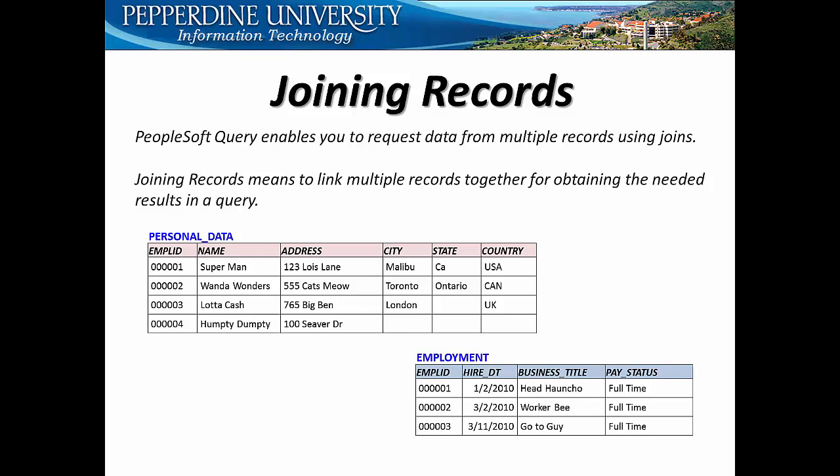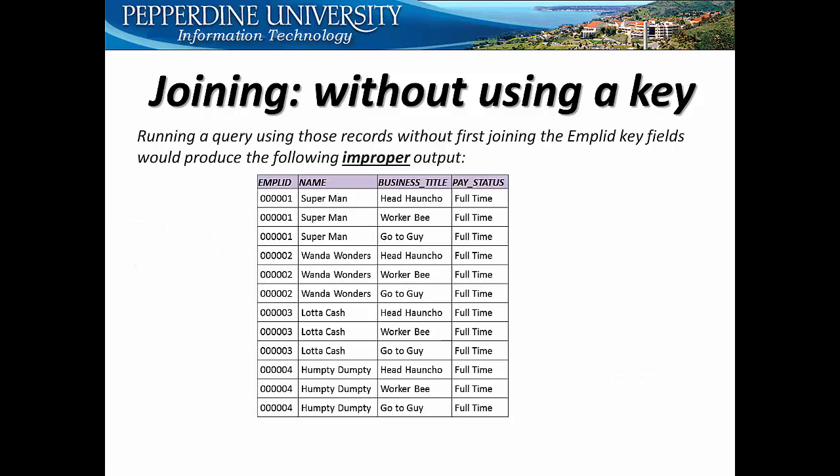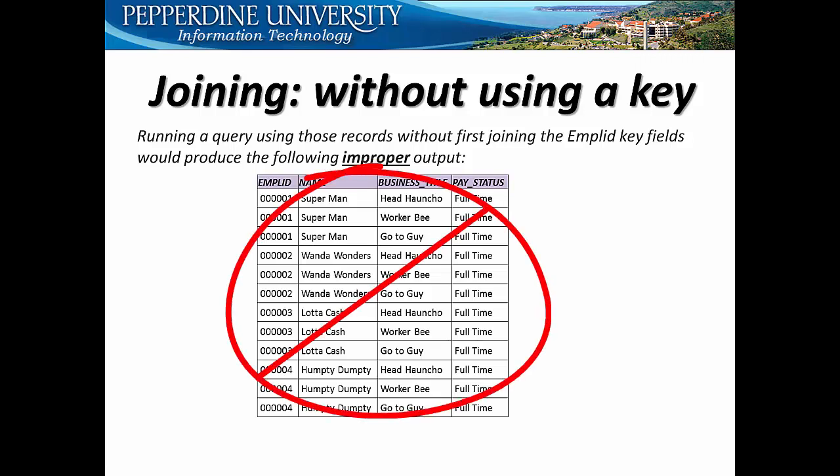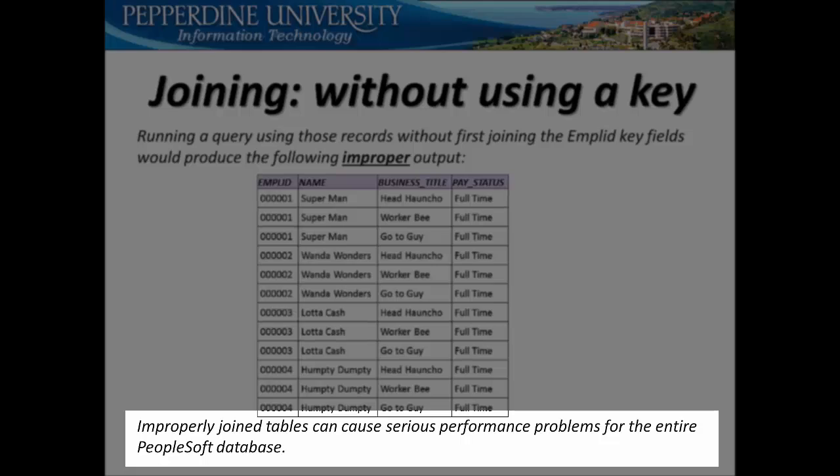In this example, running a query to capture EmployID, name, address, country, and pay status results by using those tables without first joining the EmployID key fields would produce the following improper output. Without a proper join, the system does not know how to link the two tables together. It creates a row for every combination of the two records. Since the first table has 4 rows and the second has 3, you end up with 12 rows. This is called a Cartesian join and is not what you want. Improperly joined tables can cause serious performance problems for the entire PeopleSoft database.